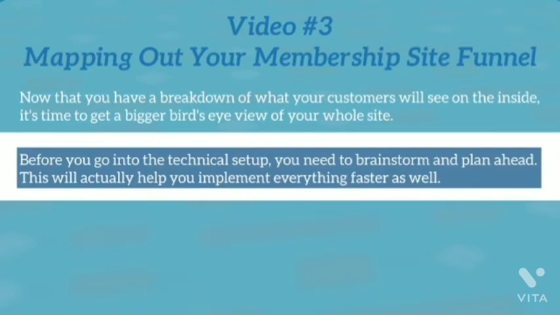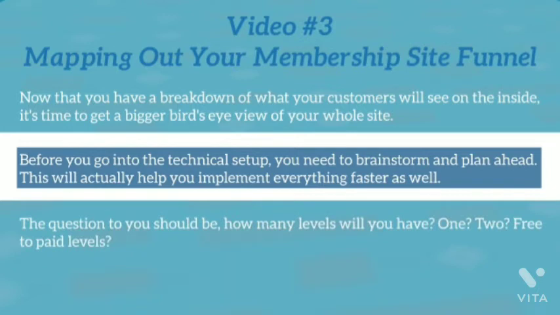Before we go into the technical setup in videos 4 through 8, what you need to do is brainstorm and get a plan in your head of what everything looks like. This will help you implement everything at a faster rate and at a more successful rate as well. So the question to you should be, how many levels will you have? 1, 2, 3 pay levels. Maybe you have a basic level, a silver level, a gold level, or maybe you have 3 different levels. You need to figure that out.